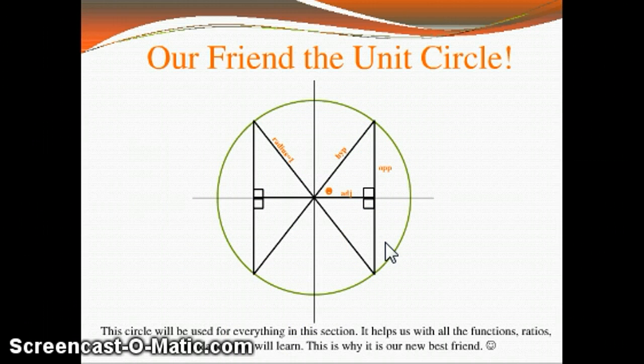This circle will also be used for everything in this section. It helps us with all of the functions, the ratios, calculations, everything we learn. This is why it is our new best friend, so try and have it memorized as best as you can.